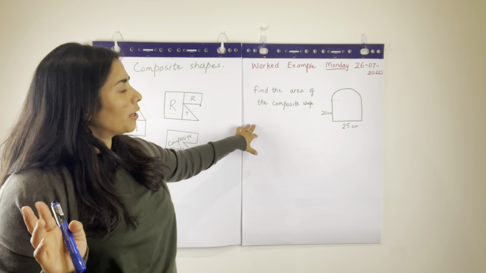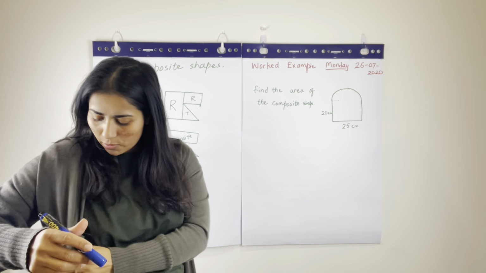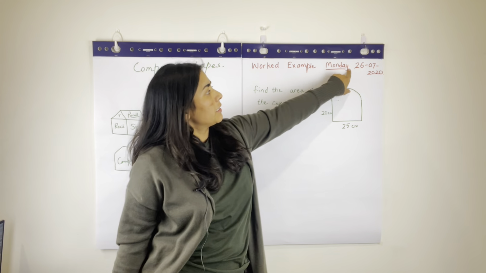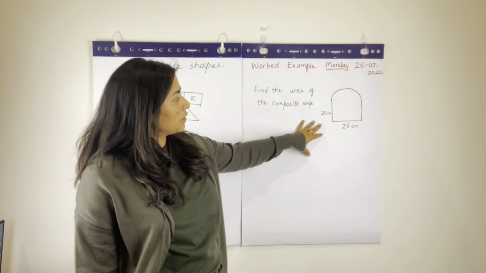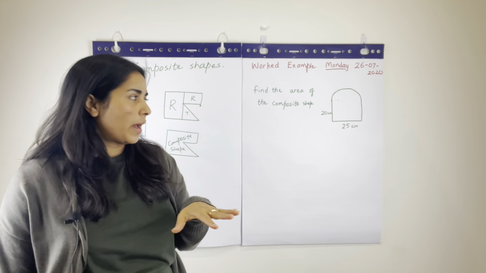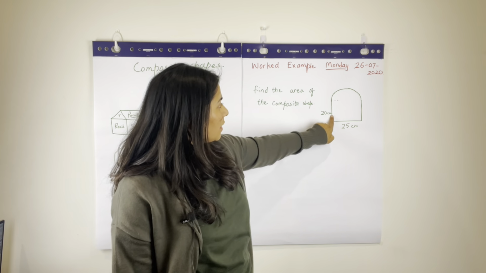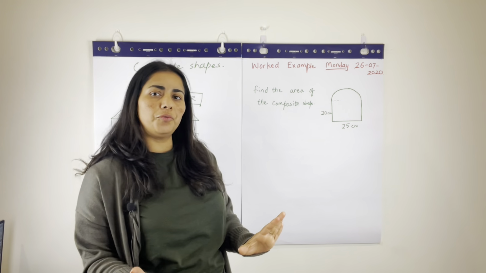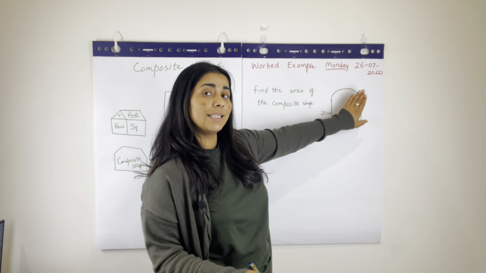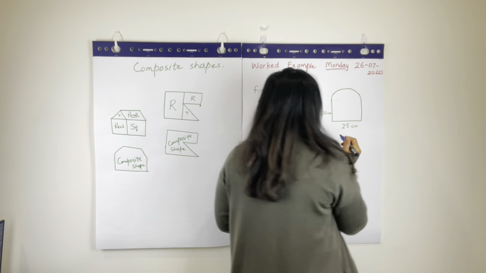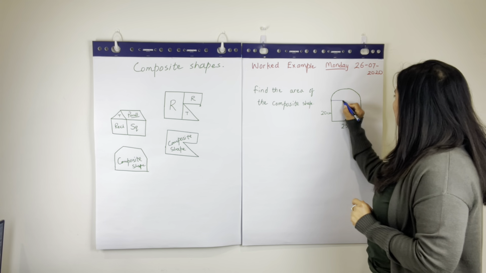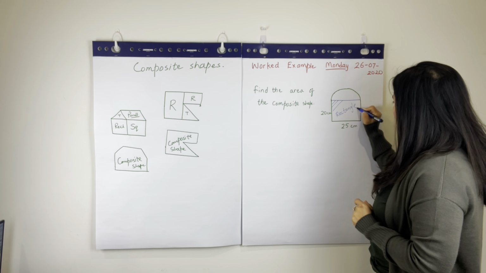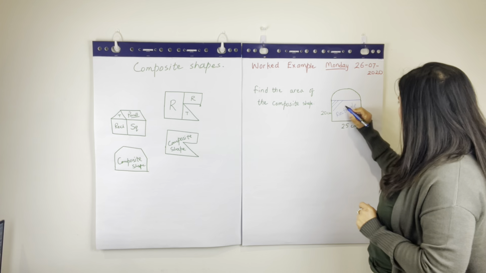Okay, so just continuing to our first worked example for Monday's lesson, 26th of July, 2020. That's the worked example that's been given in your pack for Monday. So that's a composite shape, and you are required to find the area of this composite shape. How are you going to do that? First of all, you need to find out how many shapes this composite shape is made of. So this composite shape is made of a rectangle. I'm just going to highlight that rectangle. Its length is 25 centimeters and width is 20 centimeters.